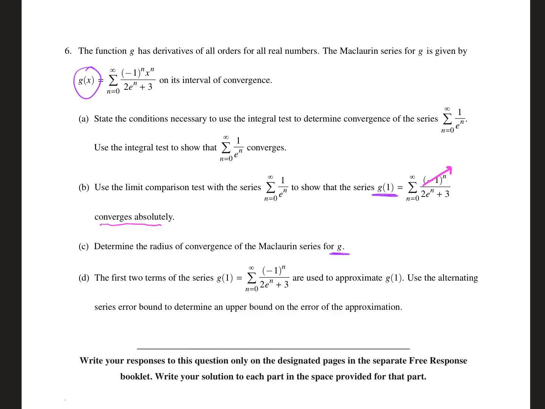Part D: the first two terms of the series for g of 1 are used to approximate g of 1. Use the alternating series error bound to determine the upper bound on the error of the approximation. So our approximation is the first two terms, which means our third term is going to be our error. Our first term would be n equals 0, our second term would be n equals 1, so our third term would be n equals 2. This is the term we want to use for the error.